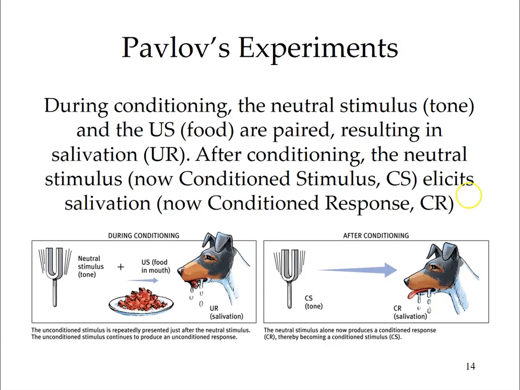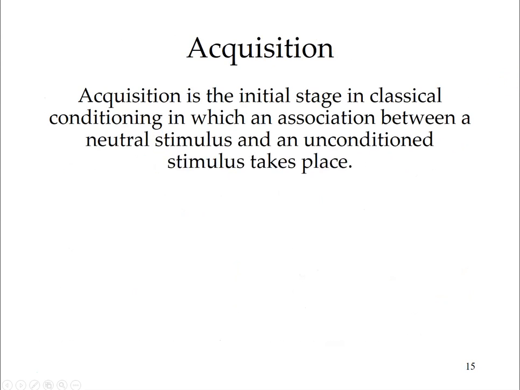So during conditioning, the neutral stimulus and the unconditioned stimulus of food are paired, resulting in salivation. After the conditioning, the neutral stimulus, now the conditioned stimulus, elicits salivation, now the conditioned response. Acquisition is the initial stage in classical conditioning, in which the association between a neutral stimulus and the unconditioned stimulus takes place.